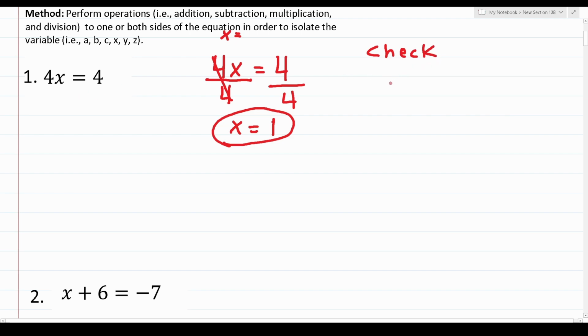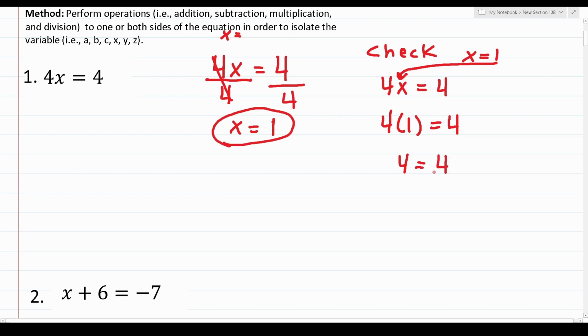First, I'm going to copy down our original equation. 4x equals 4. Again, we said to let x equal 1 in order to make this a true mathematical statement. So instead of x here, I'm going to replace that with 1. So this becomes 4 times 1 equals 4. 4 times 1 is 4, and we're left with 4 equals 4. Does 4 equal 4?